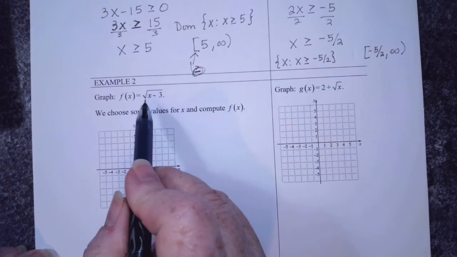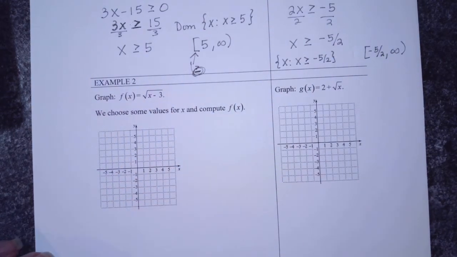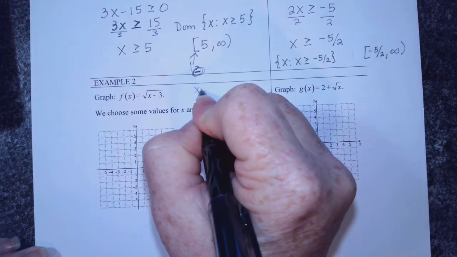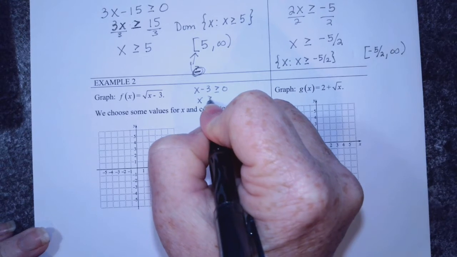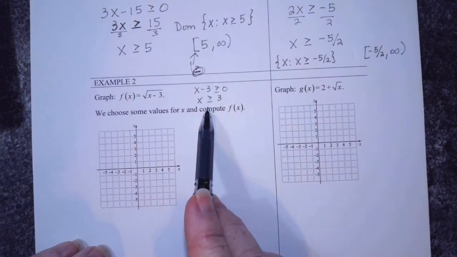So if we want to plot some points here, the first thing I would do is try to figure out what the domain of my function is so that I choose to plug in appropriate x values. So for my domain here, I would take x minus 3 is bigger than or equal to 0. So that would be when x is bigger than or equal to 3. So there's no sense in me trying to plug in x values like 1 or 0 or negative 1 because they're not in the domain of my function.